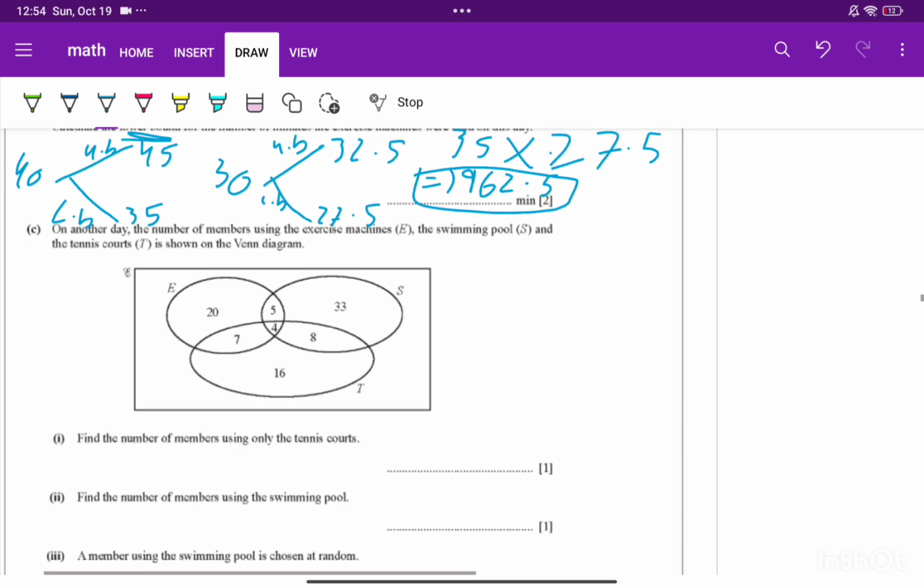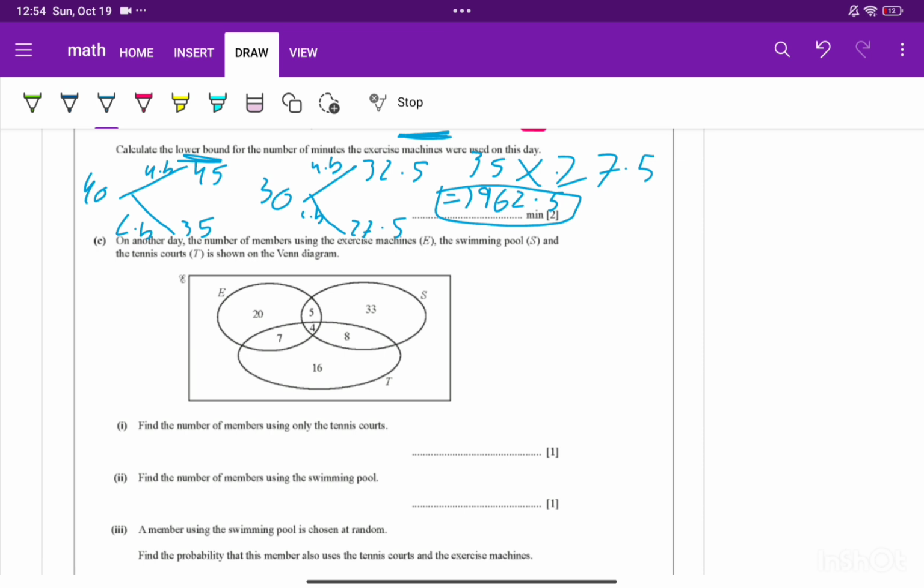On another day, number of members using the exercise machine E, the swimming pool S, and the tennis court T is shown on the Venn diagram. Find the number of members using only the tennis court. Okay, so the word only is used, so it means the members who only use the tennis court do not use the exercise machine and the swimming pool. So it's 16. So answer will be 16.